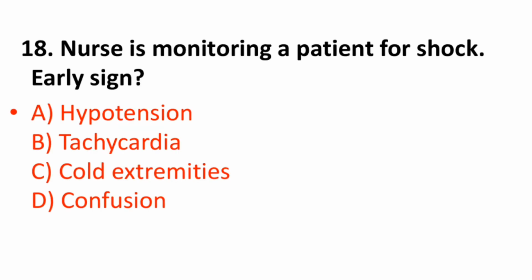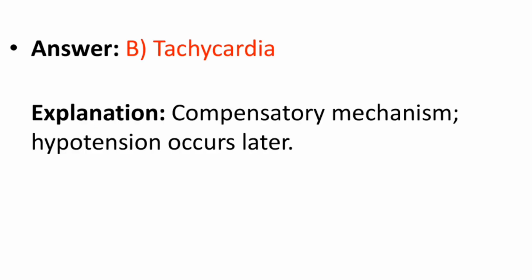A nurse is monitoring a patient for early signs of shock. Option A, hypotension. Option B, tachycardia. Option C, cold extremities. Option D, confusion. The correct answer is option B, tachycardia. Early sign of shock is tachycardia. It is a compensatory mechanism; hypotension occurs later. Then, next question.